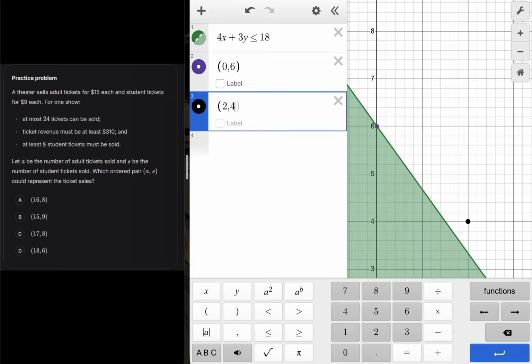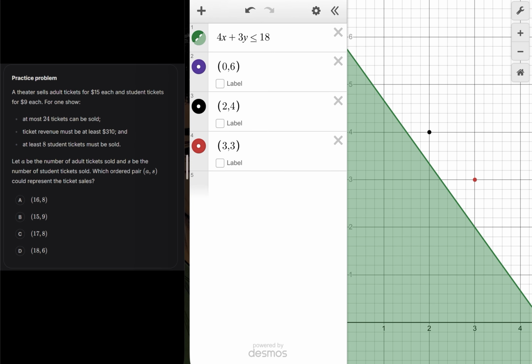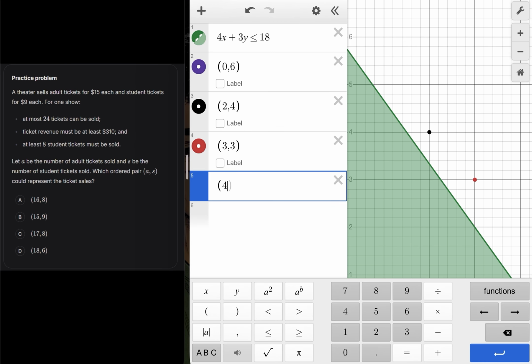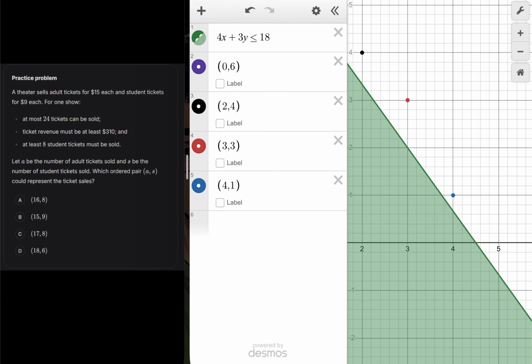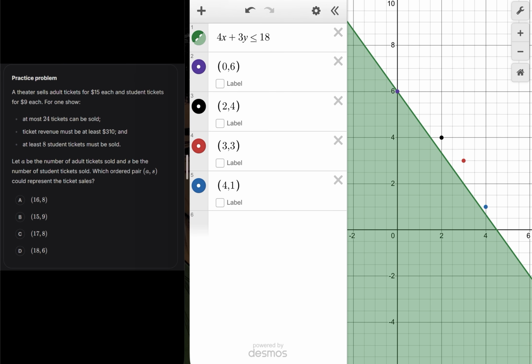2 comma 4, on the other hand, is not. It's outside the region. Likewise, 3 comma 3, as you can see, is also outside the region. And 4 comma 1 is also outside the region, right? So that's kind of a way to use Desmos. You plot the points and see if it satisfies the inequality, right?